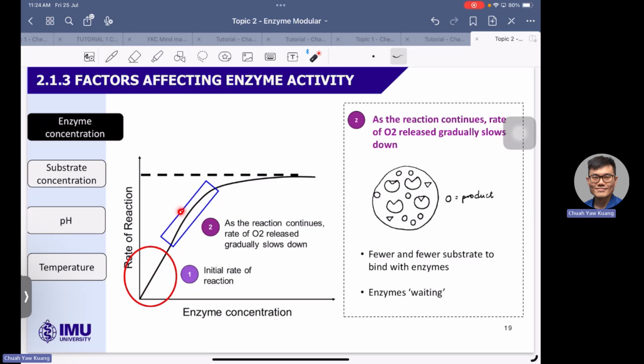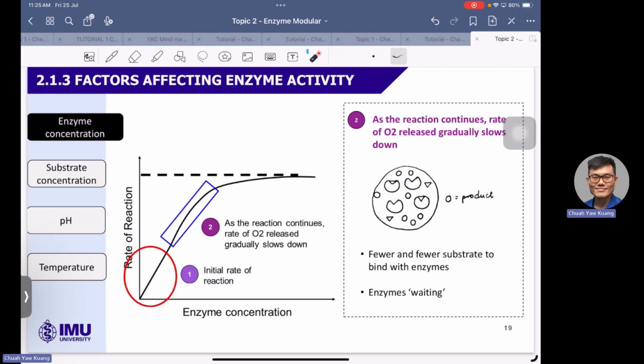How come it slowly becomes slower and slower? You can see the slope is different. They are asking why, before it levels off, it becomes like this. So this is all because of what? Because the concentration of the substrate has become lesser. The reason why it slows down like this is because the concentration of the substrate has become lower.